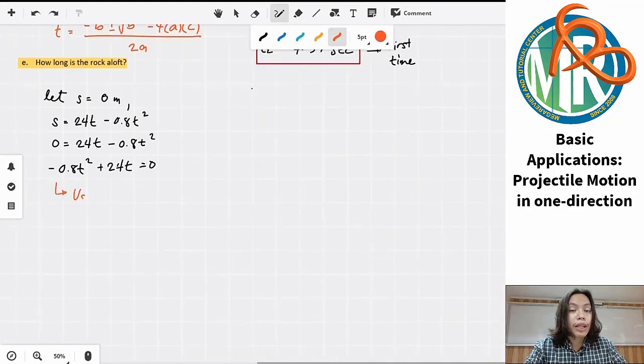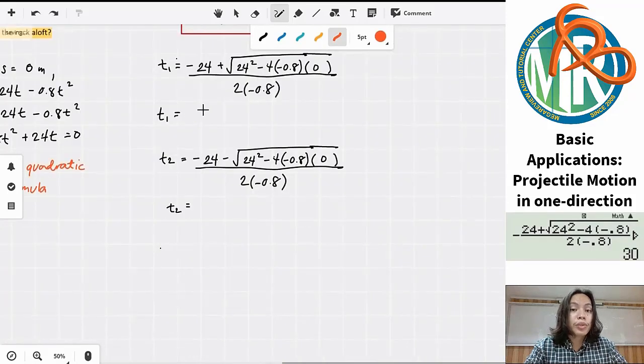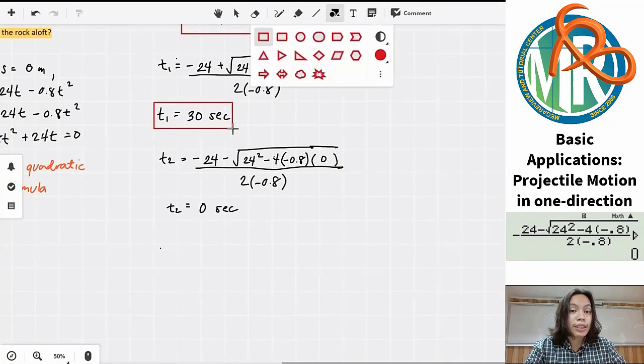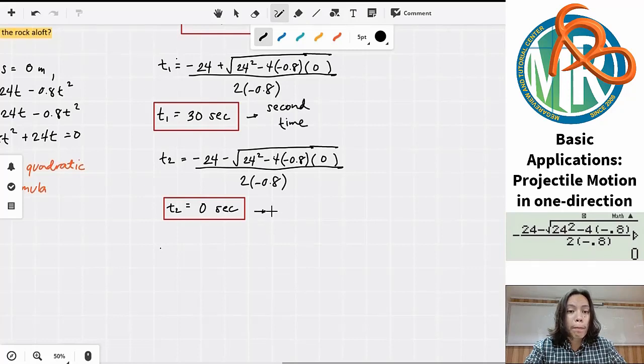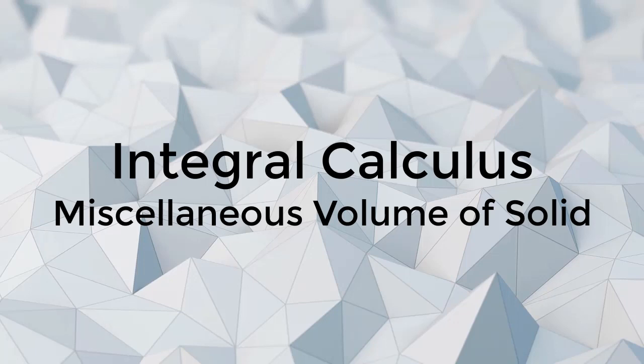Alright, now since this is a quadratic equation, again, there are two values of time that may be calculated using the quadratic equation. And therefore, we will have a time of 0 and 30 seconds. So, understandably, at 0 seconds, the rock is still ascending, while at 30 seconds, the rock has already descended. And therefore, the time for the rock to return to its original position is 30 seconds.